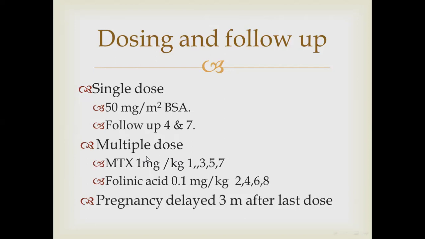The other regimen is multiple dose, also called folinic acid rescue. We give methotrexate 1 milligram per kilogram at day 1, 3, 5, and 7. And in between these, we give folinic acid 0.1 milligram per kilogram at day 2, 4, 6, and 8. Like the single dose, day 1 is regarded as baseline, then repeat beta HCG at 3, 5, and 7 days.